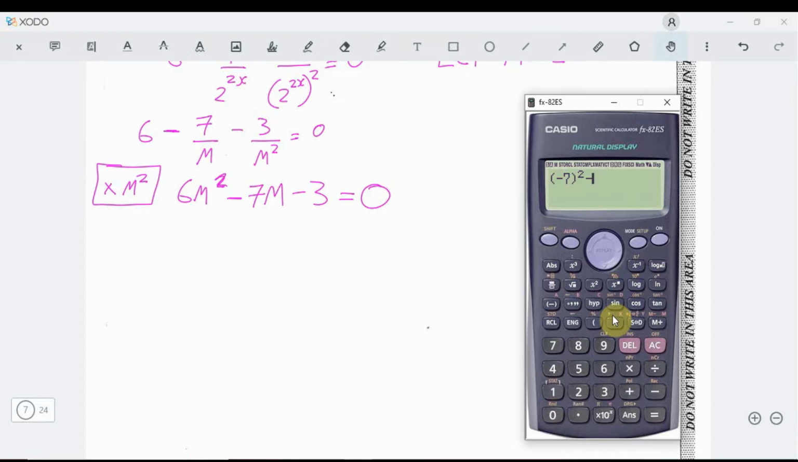So b squared minus 4 times a times c. I like to just put that in the calculator first. 121, and the square root of 121 is 11. So since I'm getting an integer value, yes, it can be factorized. Since I know that it can be factorized, I'm just going to set it up now.